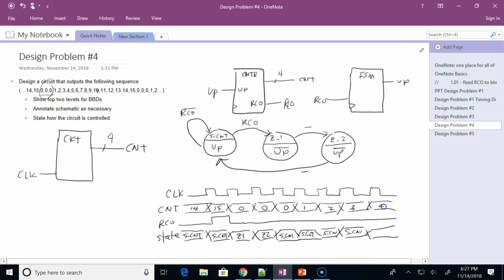2, 3, 4. Anyway, the moral of the story is be careful of these things, and I don't know what else to say about this problem. I hope that makes sense. Onwards, folks.